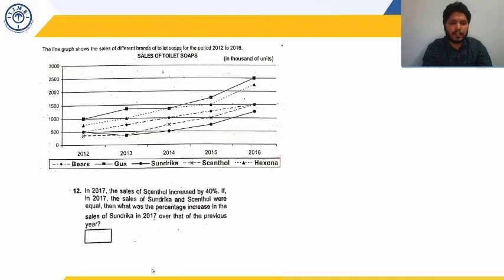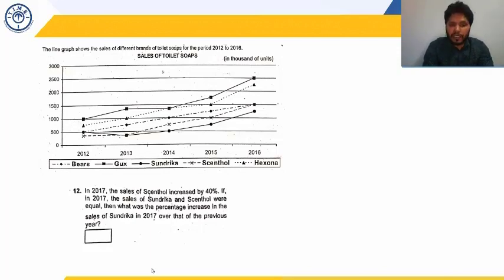Question number 12. Just read the question once. In 2017, the sales of Synthol increased by 40%. With respect to what? Obviously the previous year, which is 2016. So data is given till 2016. For 2017, a hypothetical situation is given that it is going to be increased by 40%, obviously as compared to the previous year. So whenever it is not mentioned, then we have to take it from the previous year. So in 2017 the sales of Synthol increased by 40% as compared to the previous year, which is 2016.